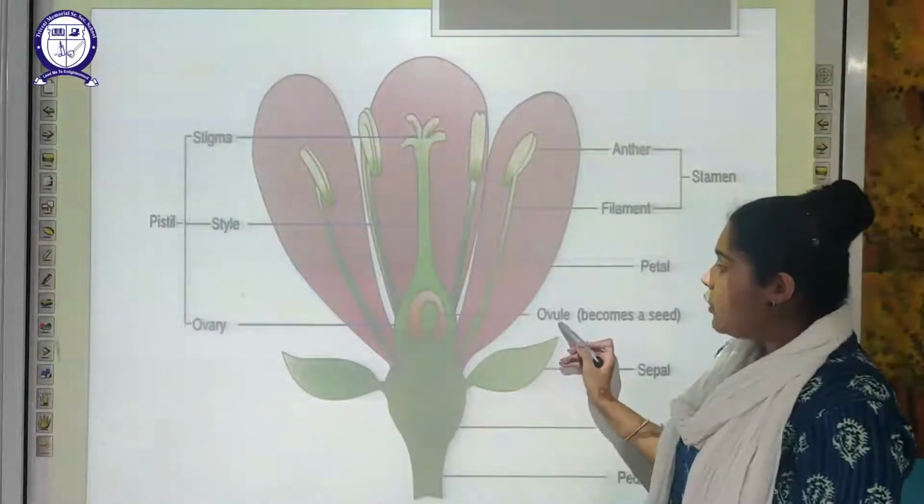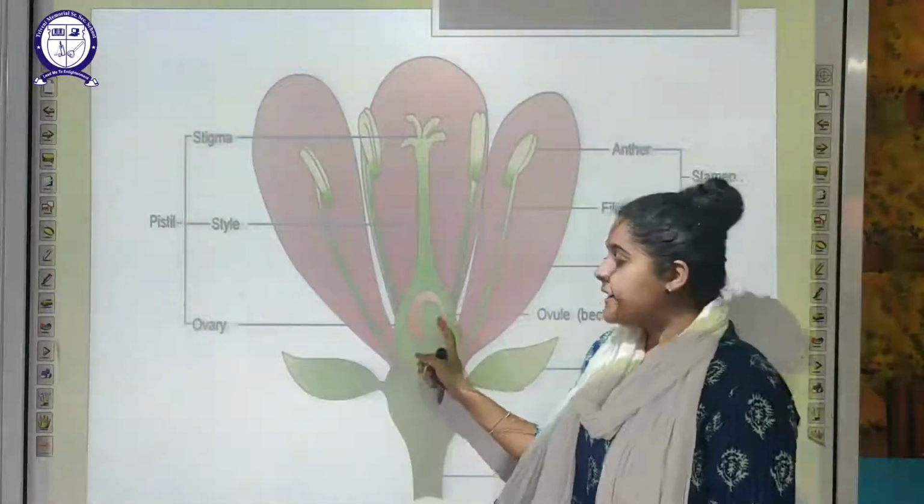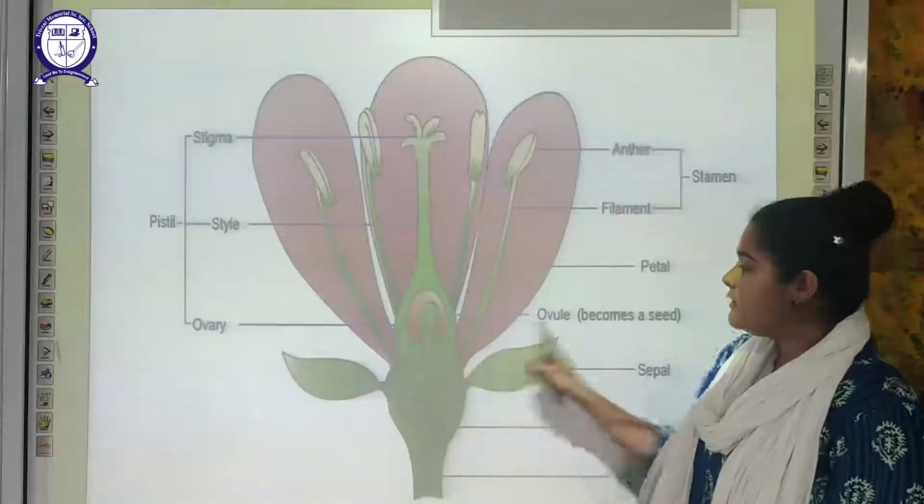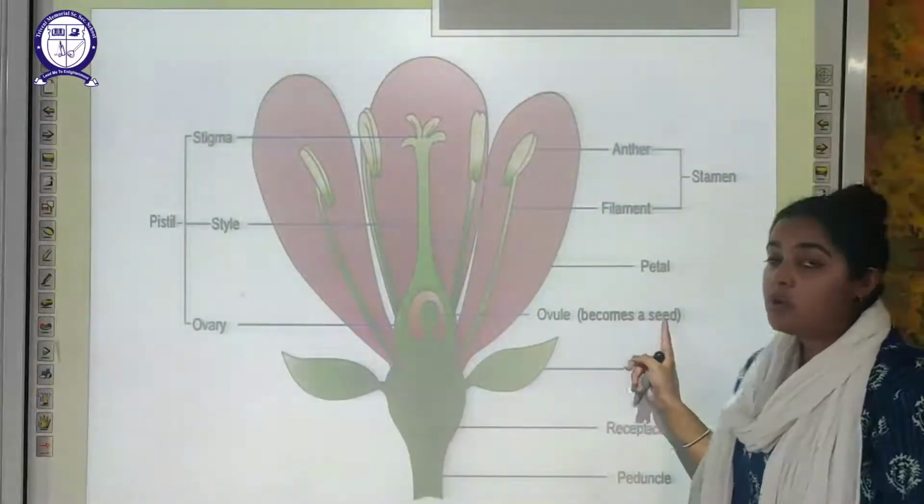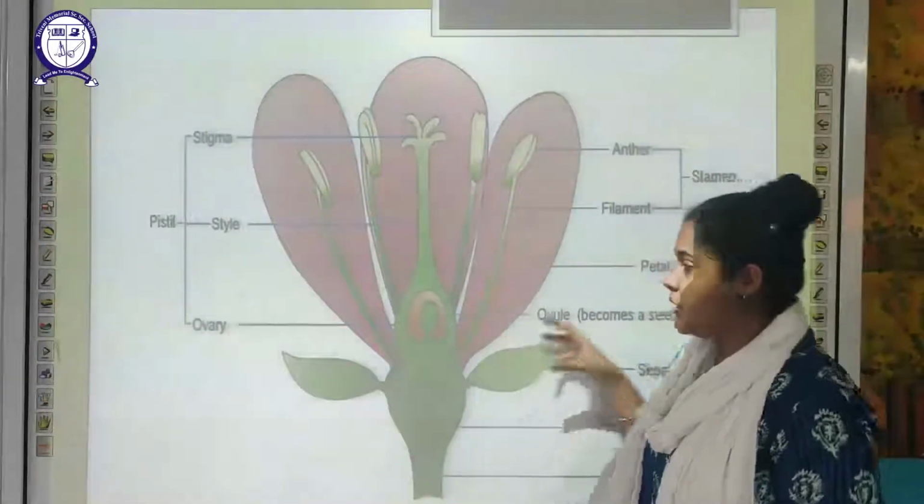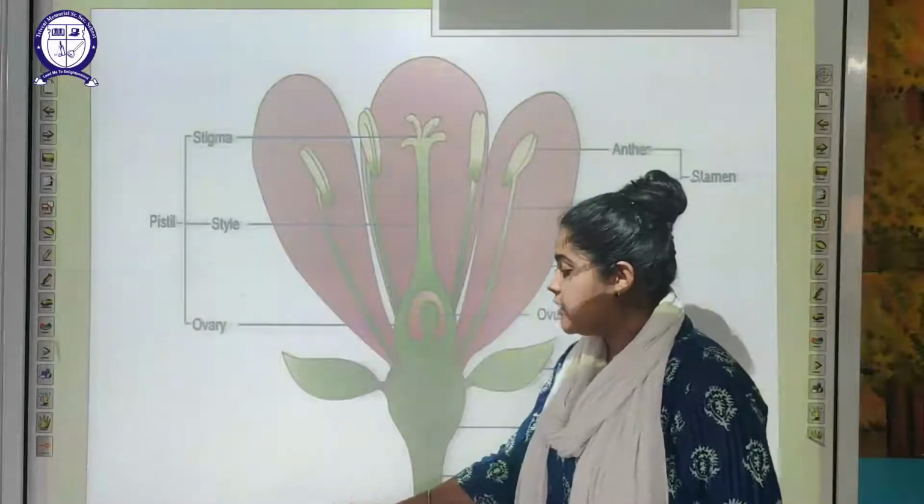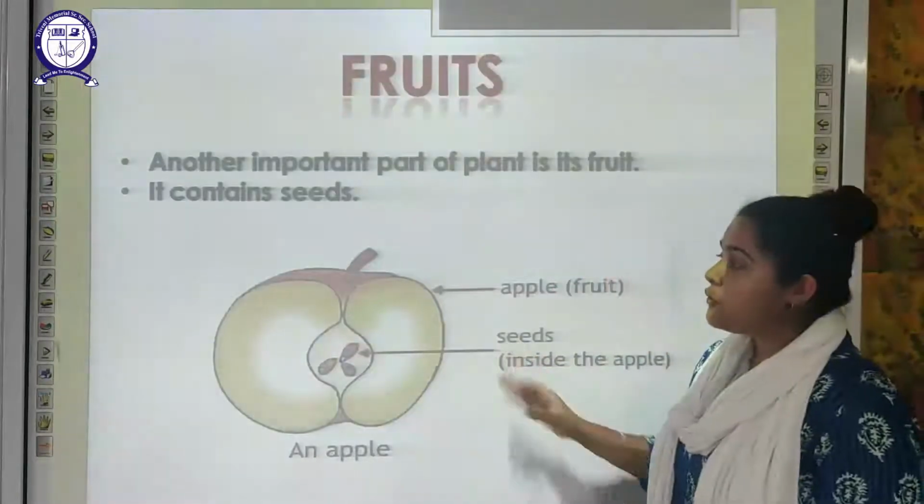So the ovary is going to develop into the fruit part, and inside the ovary there is one part which is the ovule, which is further going to develop into the seed. Okay. So this is the proper diagram which depicts the various parts of a flower. Okay. So next part is your fruit part.